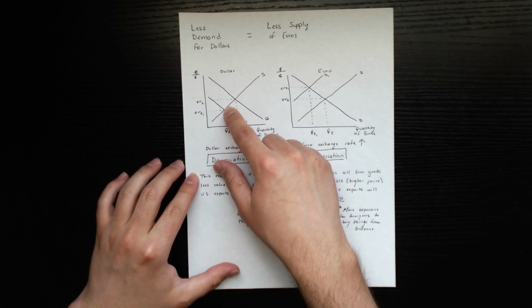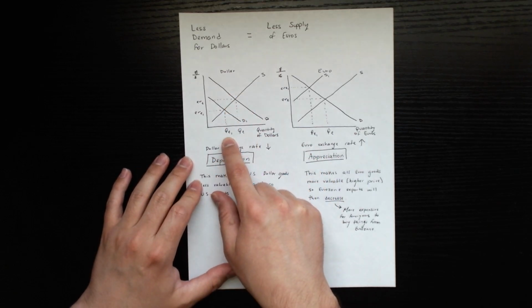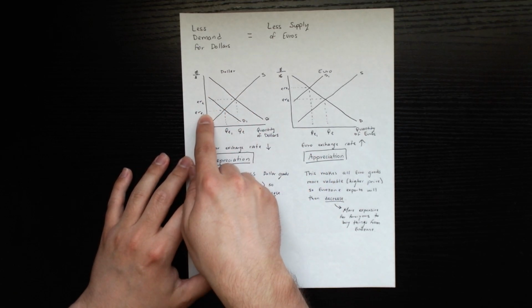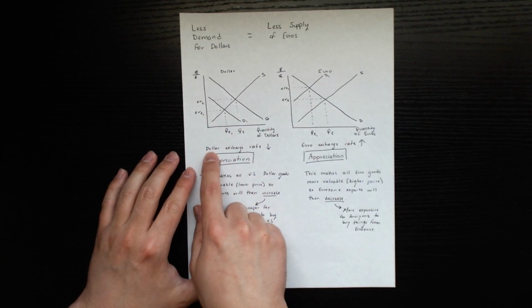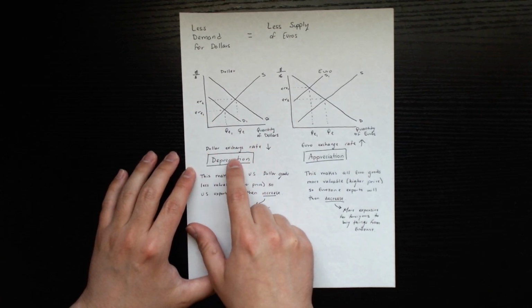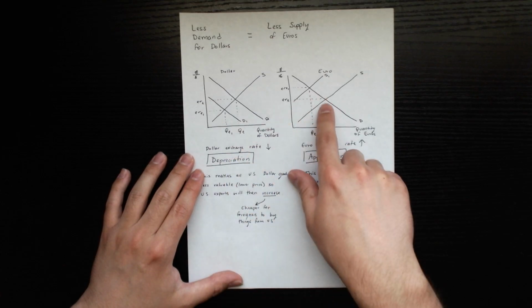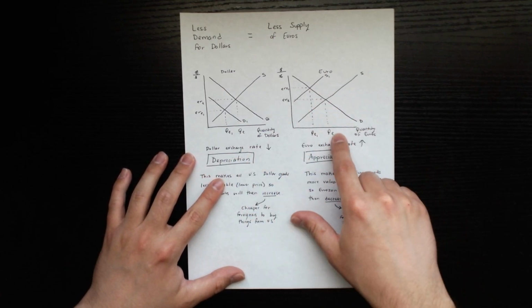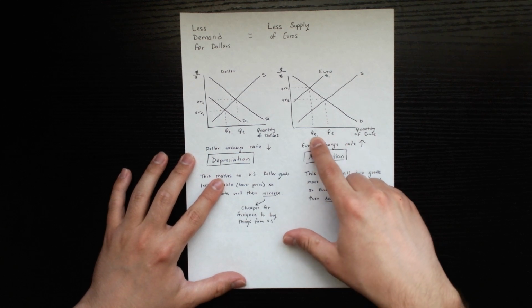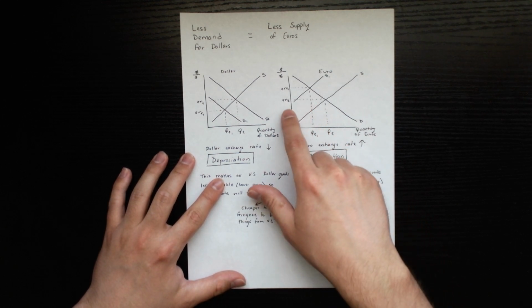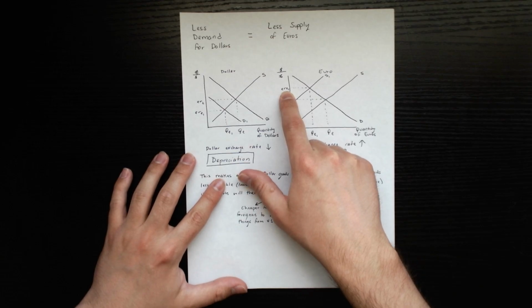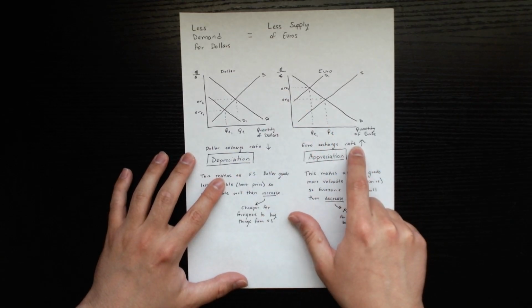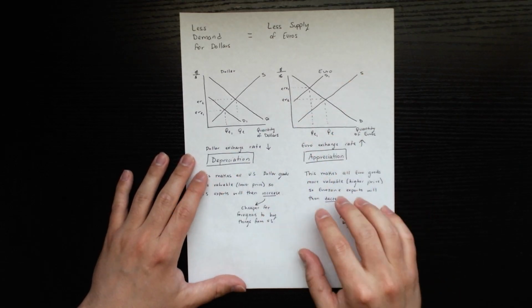When the demand decreases for the dollar, you have a lower equilibrium quantity of dollars and a lower exchange rate. Since the dollar exchange rate is going down, that's going to lead to depreciation. When the supply of the euros decreases, that shifts that to the left. That means that there's a lower quantity of euros at the equilibrium and a higher equilibrium exchange rate. Since the exchange rate is going up, that leads to appreciation of the euro.